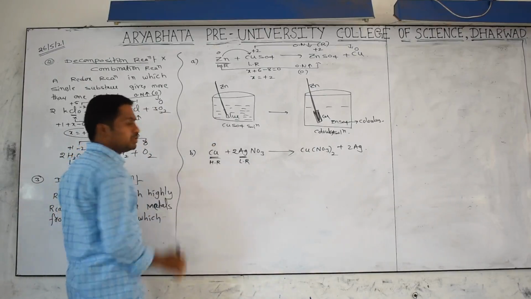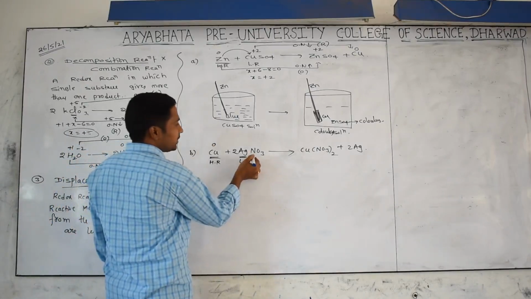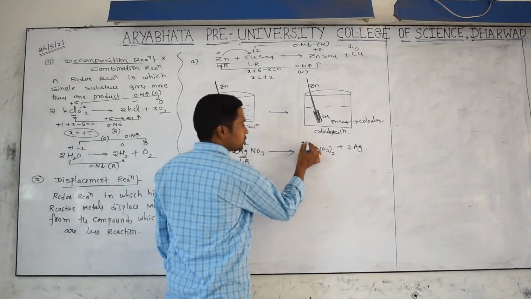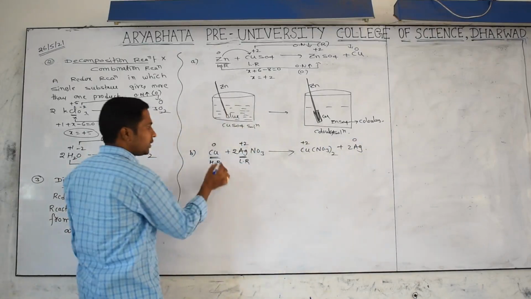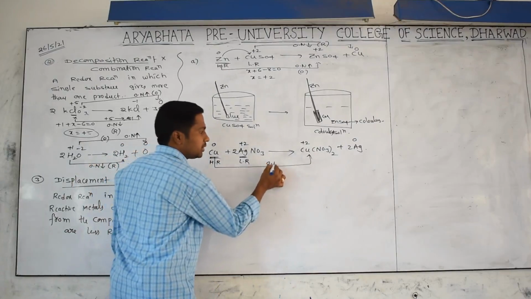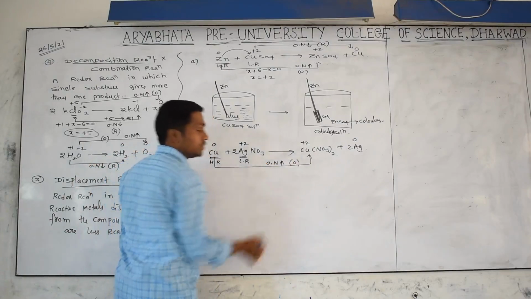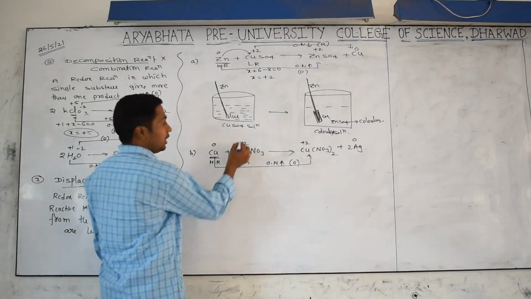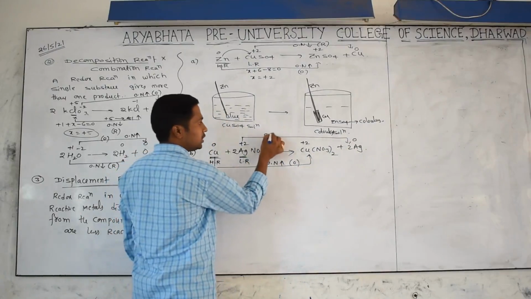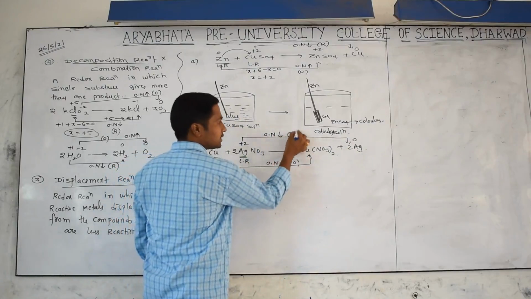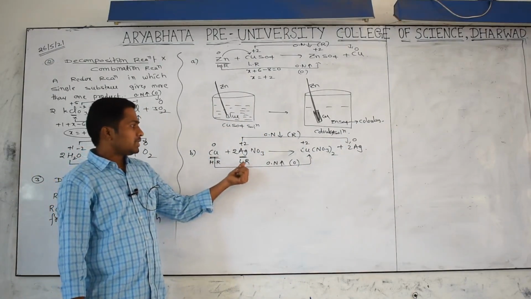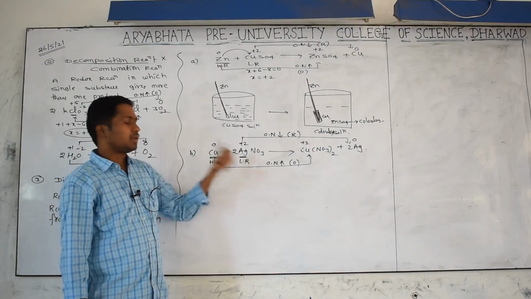Your oxidation number is 0 here. Here Ag is plus 1, and here copper is plus 2, Ag 0. What is happening here? You see copper's oxidation number changing from 0 to plus 2, which means the oxidation number is increasing, called oxidation. I told you in the introduction definitions. And Ag's oxidation number changes from plus 1 to 0, the value is decreasing, called reduction. This is a redox reaction. In this, a highly reactive metal replaces the metal from the compound which is less reactive.